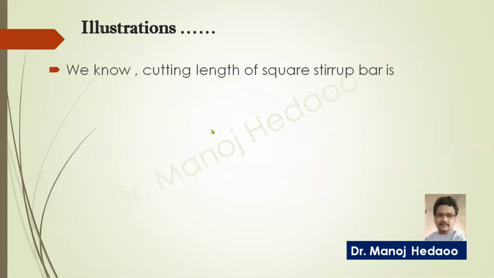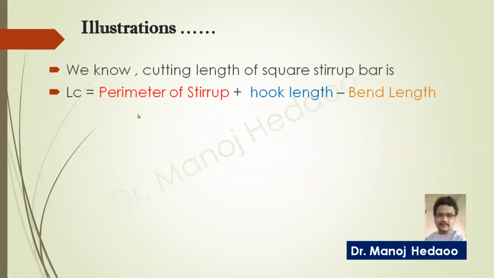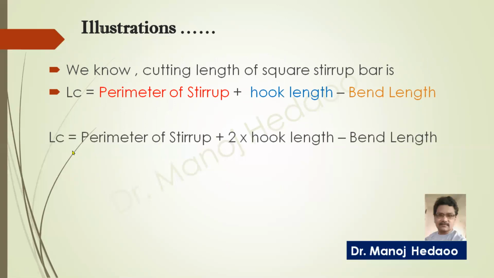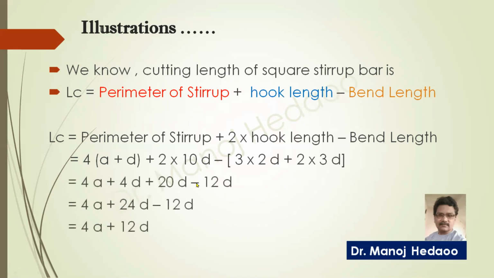So we know the cutting length of a square stirrup bar is the perimeter of the stirrup plus hook length minus bend length. So the perimeter of the stirrup is 4 times the side, plus 2 times the hook length, minus the bend length, because there are 2 hooks. Now the standard formula that we know: 4 into (A plus D) plus 2 into 10D minus 3 into 2D plus 2 into 3D, that is the bend length. So if we solve, we will get 4A plus 12D, that we have already discussed.